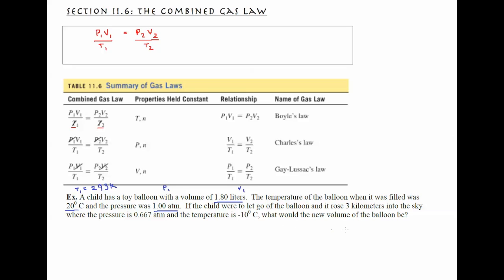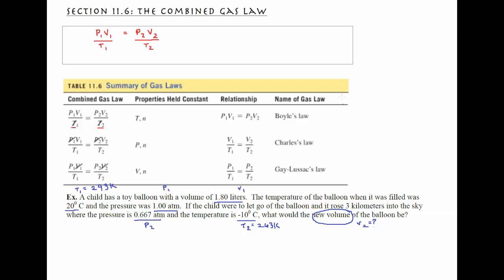Now, if the child let the balloon go and it rose 3 kilometers into the sky, this 3 kilometers, guys, is just extra information for you. The pressure becomes 0.667 atmospheres. So this is your P2. And the temperature is negative 10 degrees Celsius. That will be my new temperature, my T2. Again, remember, I need to be in Kelvin, so I'm going to take 273 and add negative 10 to that, and that'll be 263 Kelvin. And what it's asking me to find is the new volume of my balloon, so my V2 is what we do not know.